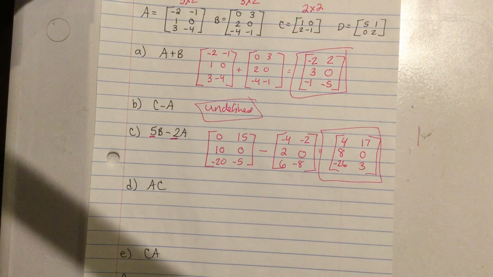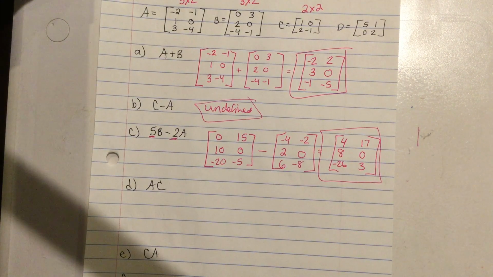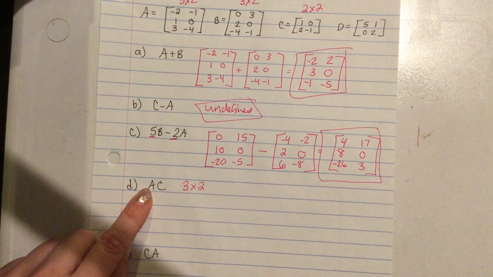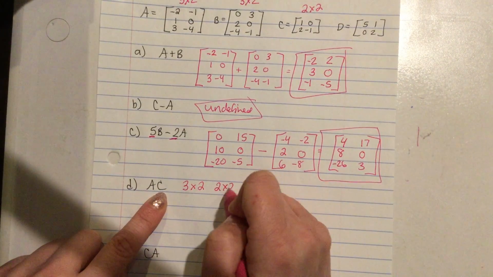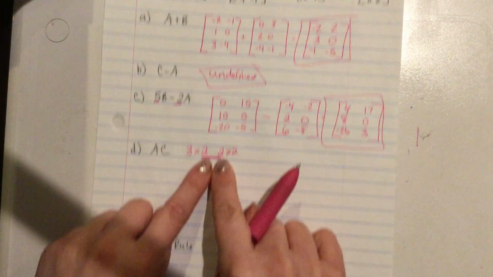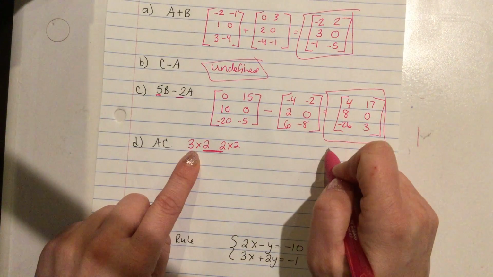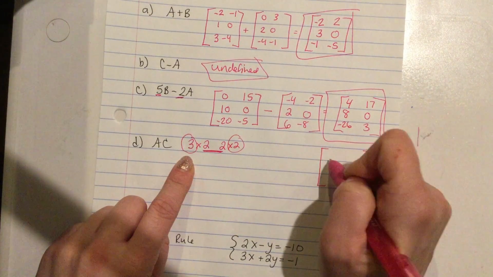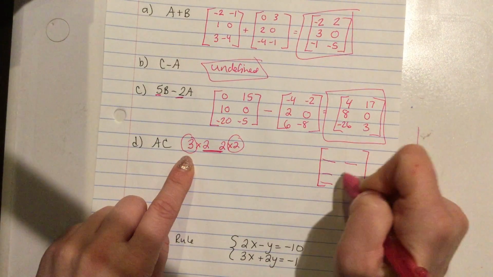Now, if you are ever asked to find the product of two matrices where you're actually multiplying them, when you write the dimensions, the middle two numbers have to match. So A is a 3 by 2. C is a 2 by 2. I can multiply these because the middle two numbers match. The outside numbers, that's the size of your solution. My solution is going to be a 3 by 2.